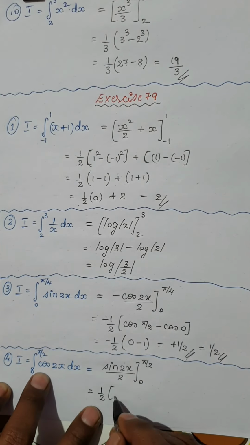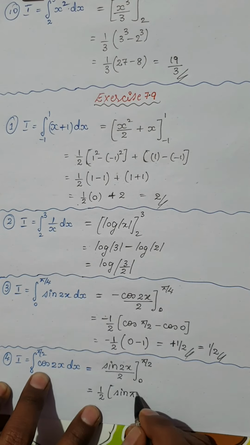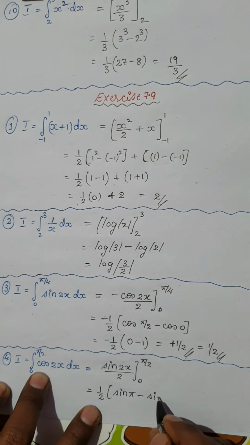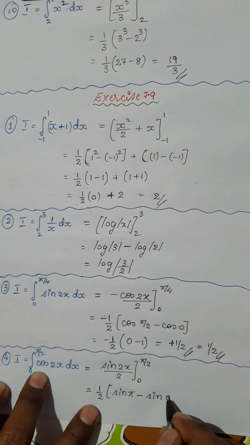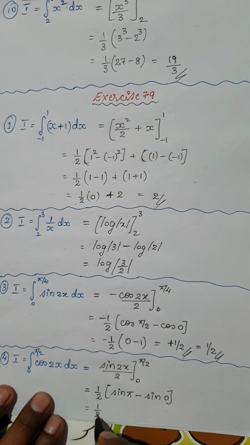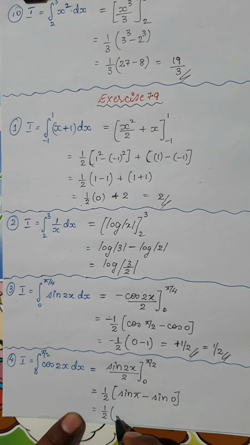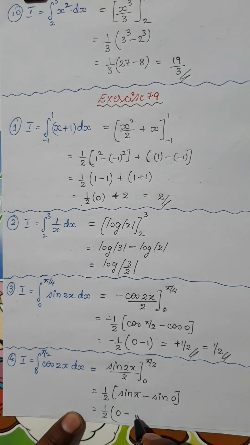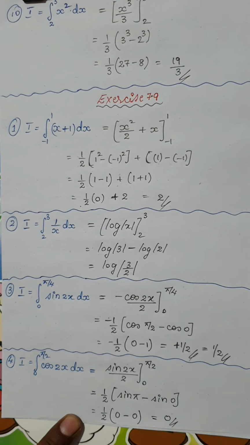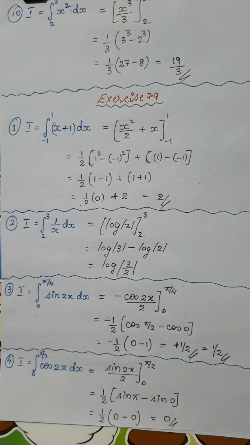So if you apply the limits, you will get sine of 2 times 90. So 2 times 90 would be sin pi, minus sine of 2 times 0, which would be 0. Is it clear? So this would be nothing but half into, now what is sin pi? I think you have a clear idea. The value of sin pi is 0, minus, what is sin 0? Sin 0 is also 0. So the final answer for this integral would be only 0. Okay. Very simple result. Right. Shall we move on to the next question?